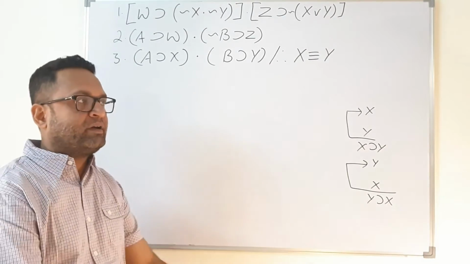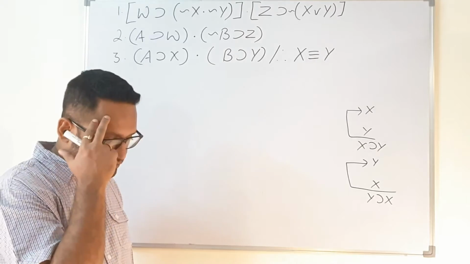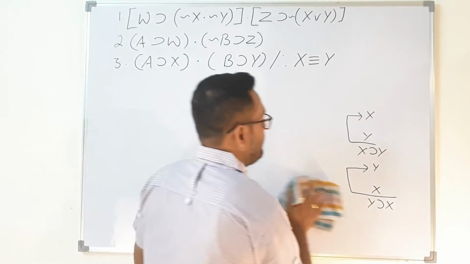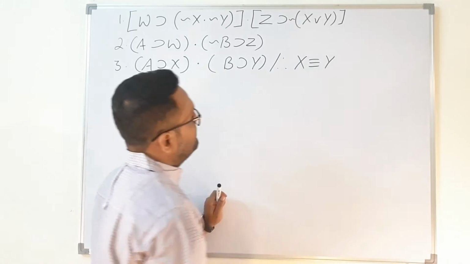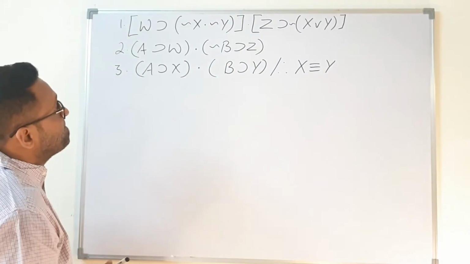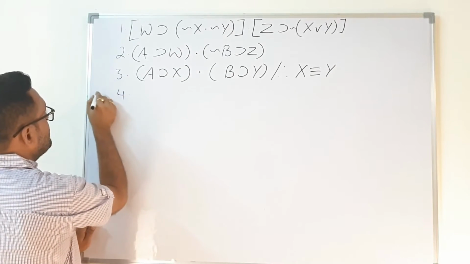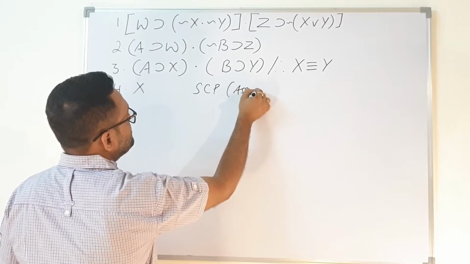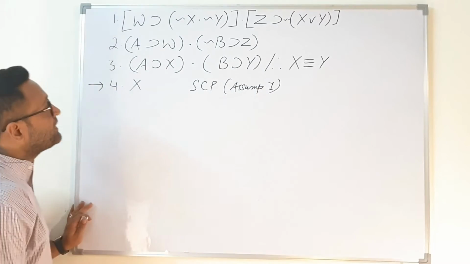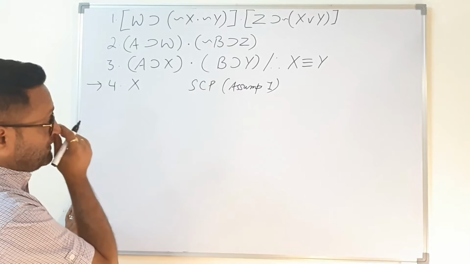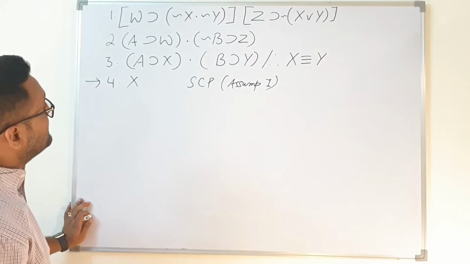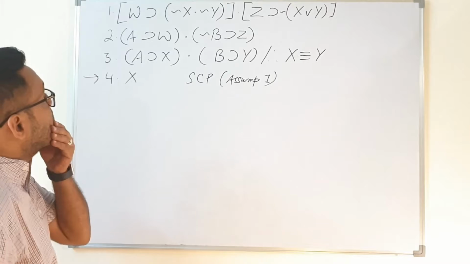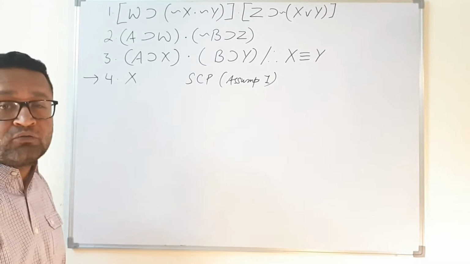This is something you need to keep in mind in order to solve this question. Now, how to solve it? Let us try. I will remove this from here. I need to take X first, so this is SCP, assumption 1. Fine. Now I need to enter from X, and you do not find a line where you can enter. So you are a little bit worried about how to solve this question.